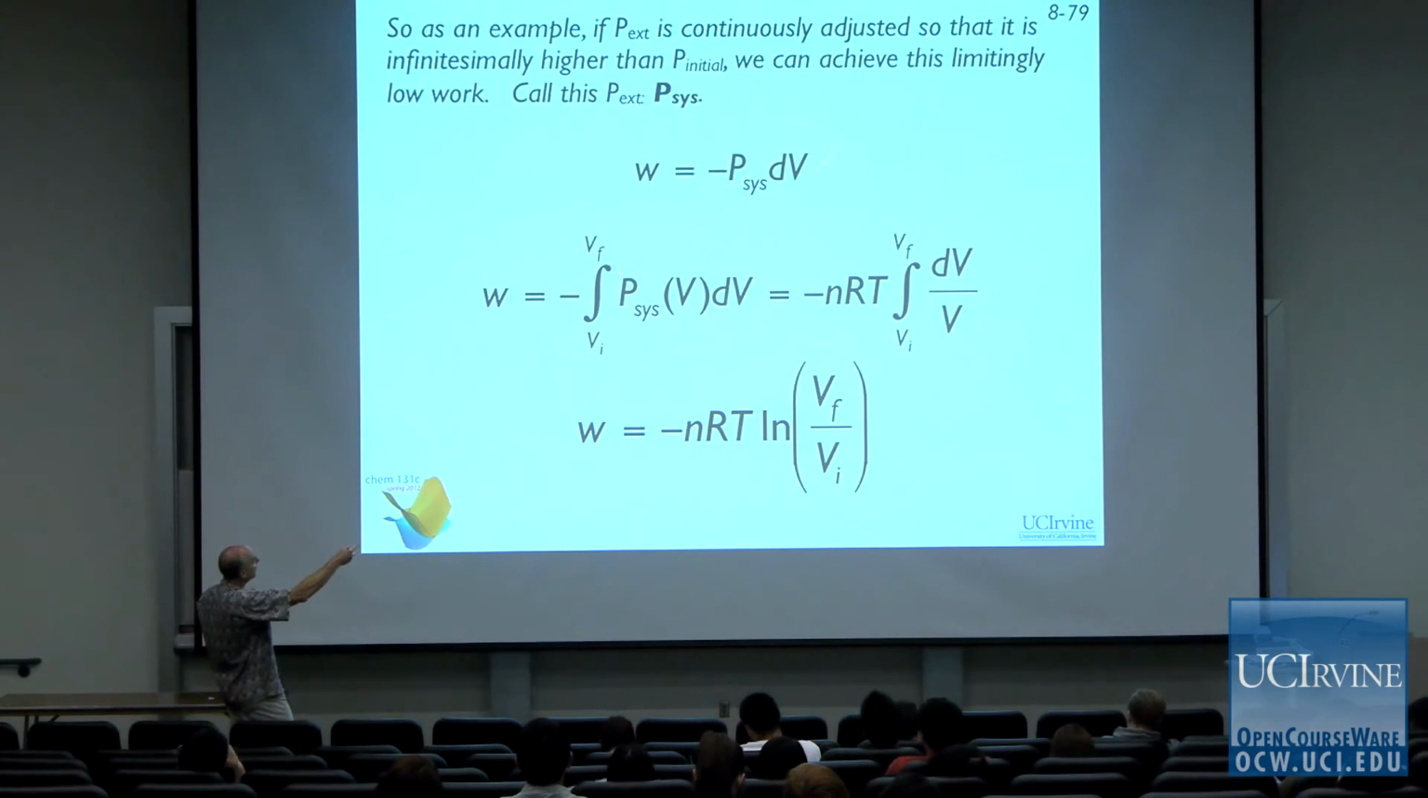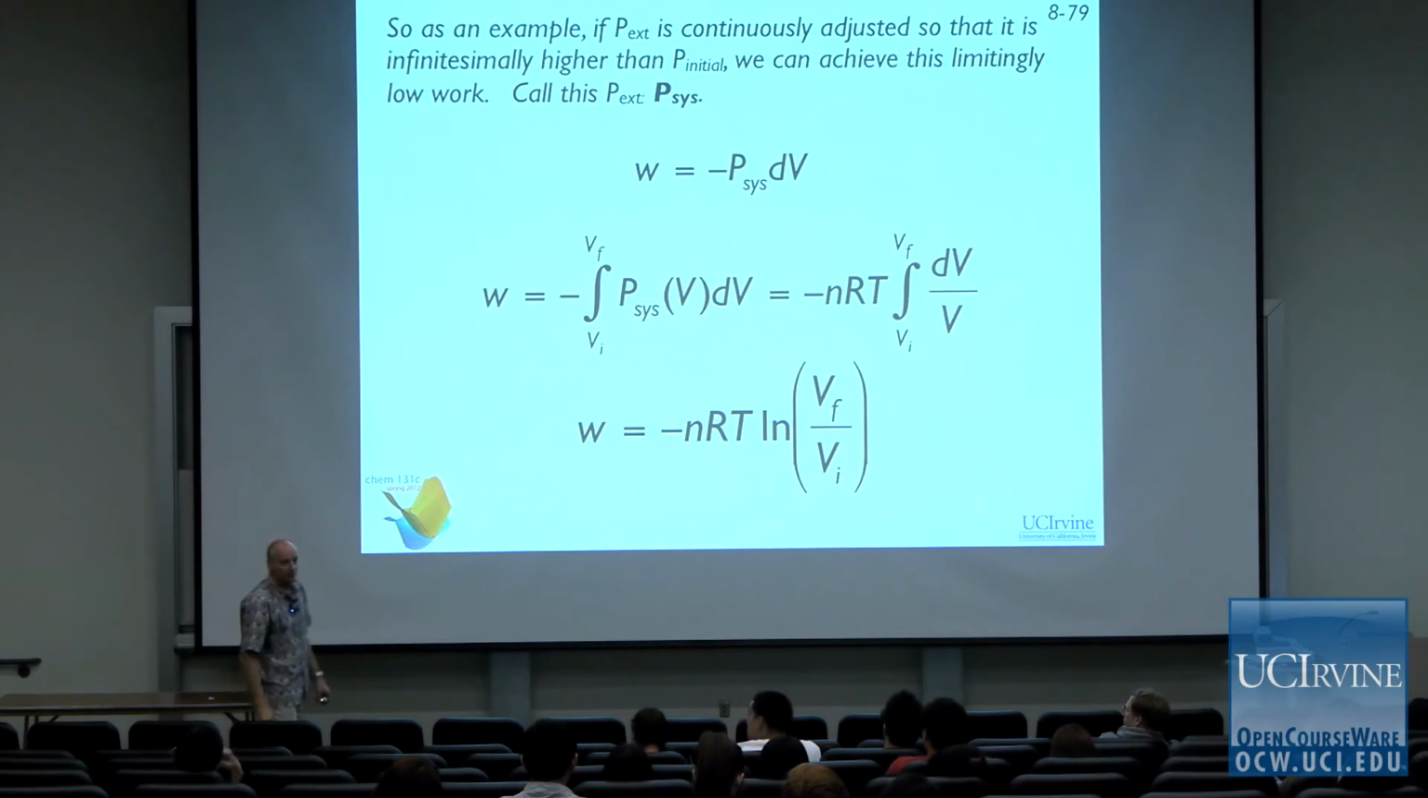So if we integrate that, this is the pressure that depends on the volume. That's what I mean by this notation, times dV. Now, what's P sys? Well, if it's an ideal gas, P is just nRT over V. nRT don't depend on V, so they can go out front in this integral.